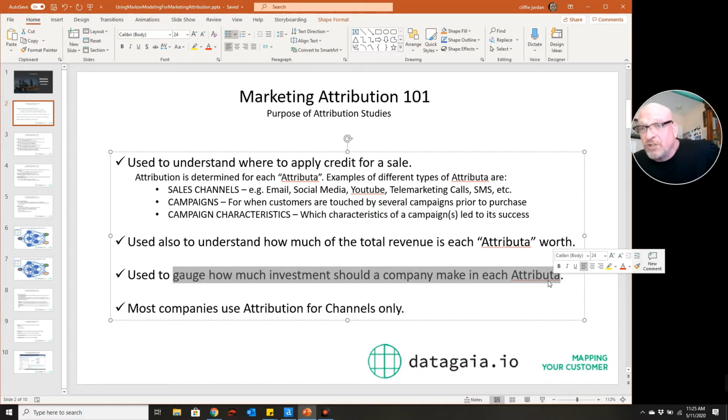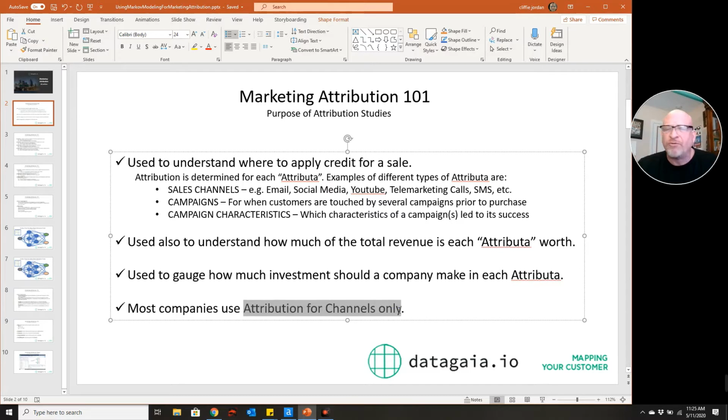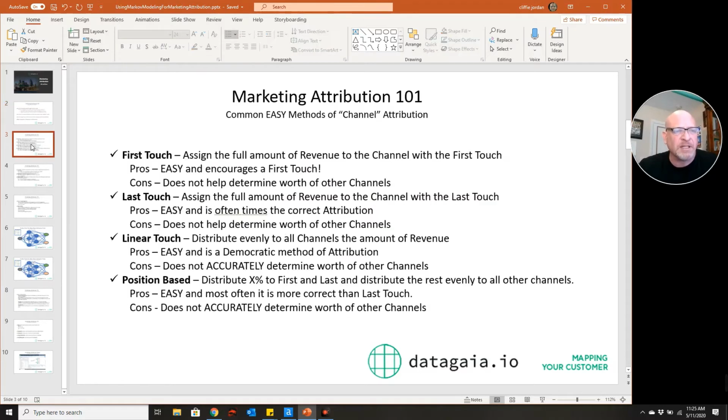Also, you can use this just to look at the ROI of different channels and compare and contrast those. It helps you better determine where to invest your money to get the most results in revenue coming back. Most companies, like I said before, just do an attribution for their channels only, but you can use it for other things such as campaigns and characteristics.